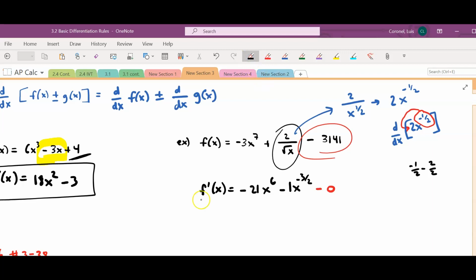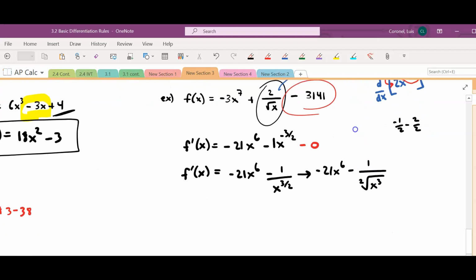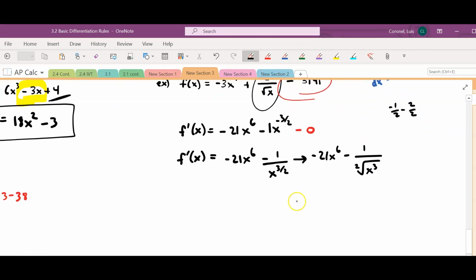Now if I clean this up just a little bit, I get f prime of x equals negative 21x to the 6 minus 1. I'm going to put the x term on the bottom. And I can clean this up just a little bit more. Negative 21x to the 6 minus 1 over x cubed. So the square root of x cubed.